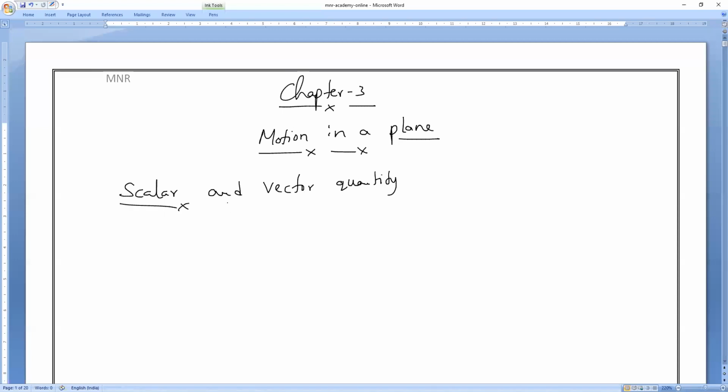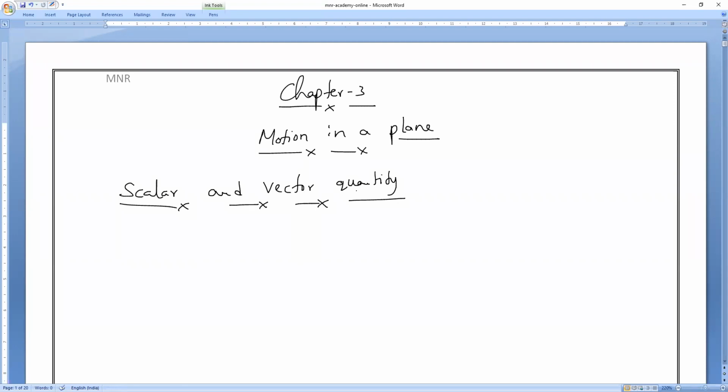We have been discussing many physical quantities, learning them even from class 4 and class 5, like length, mass, weight, distance, displacement, speed, velocity, pressure, density. Many things you are learning from the lower classes. Is it correct, all of you?